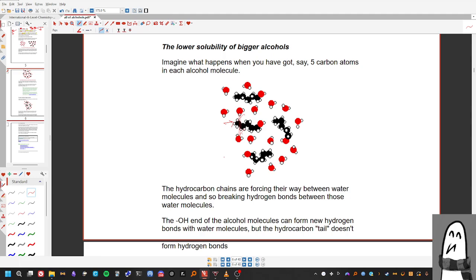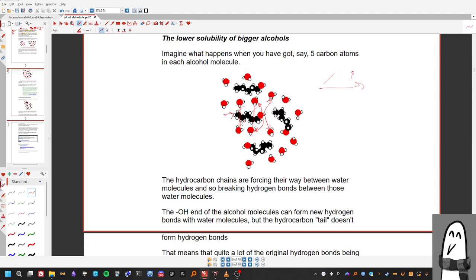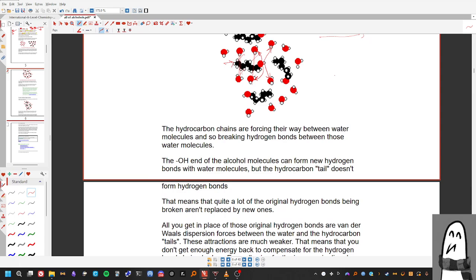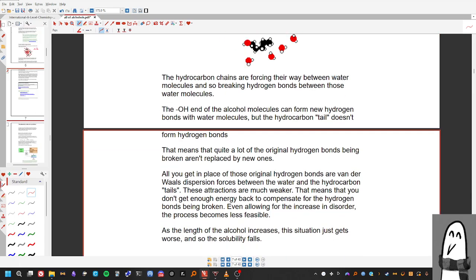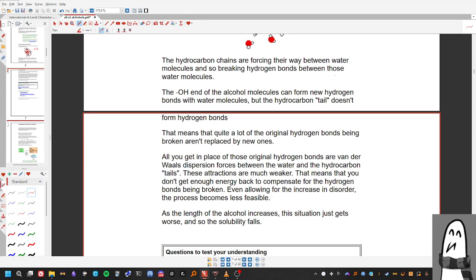As a result, the OH end can form new hydrogen bonds with the molecules. After it breaks the hydrogen bonds between these, it can form new hydrogen bonds like this, and also like this. You can only form 2, but that's what I mean. As you move, it'll break and form new hydrogen bonds with new water molecules. Now the OH end will form new ones, but the hydrocarbon tail doesn't form hydrogen bonds, of course. That means that quite a lot of the original hydrogen bonds being broken aren't replaced by the new ones.